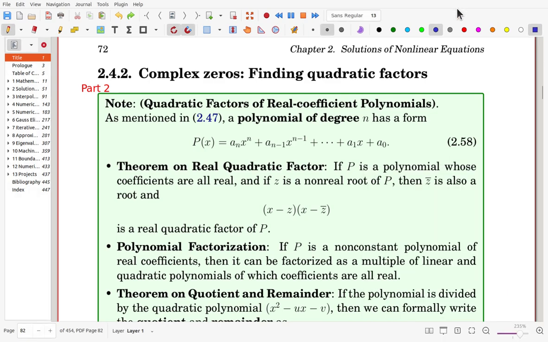Here we have a polynomial of degree n. If the polynomial has real coefficients, so all coefficients are real, and if z is a non-real root of p, then z bar, the complex conjugate of z, is also a root. The product (x minus z)(x minus z bar) is a real quadratic factor of p.